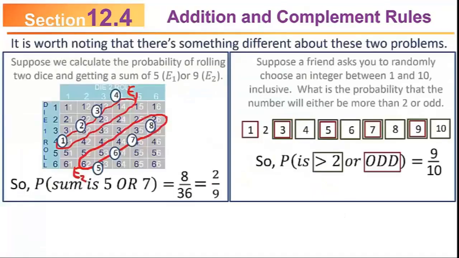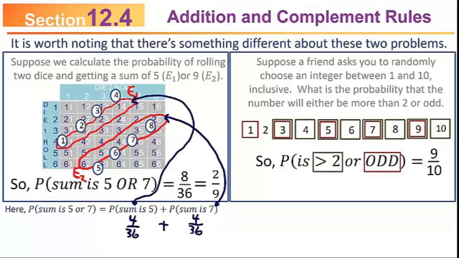But there is something about those last 2 examples worth noting. There's a difference. Look at those 2. I'm flashing on the left the first one I did, on the right the second one I did. Going back to the one on the left, the probability the sum was 5 or 9 turned out just to be the sum of the probability that the sum was 5 and the probability that the sum was 9. In other words, there were 4 events that gave me a sum of 5.